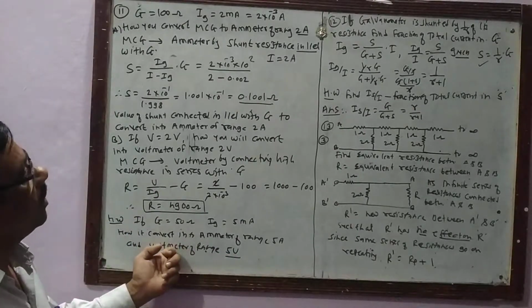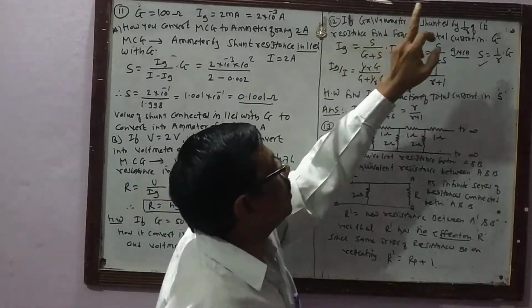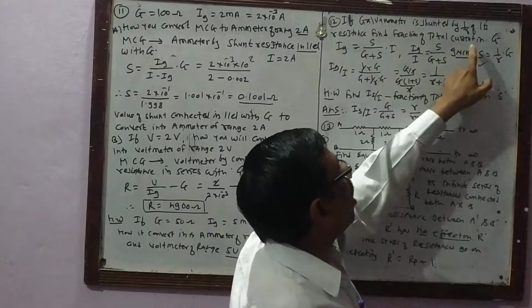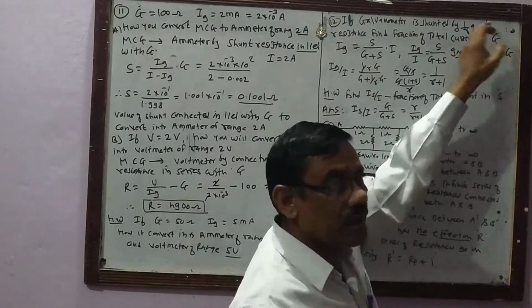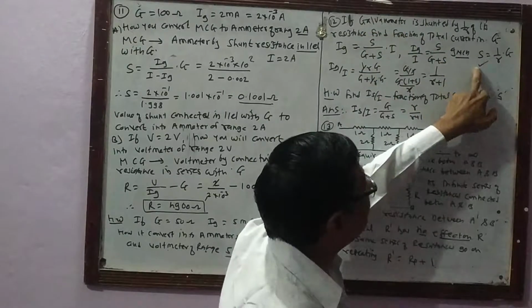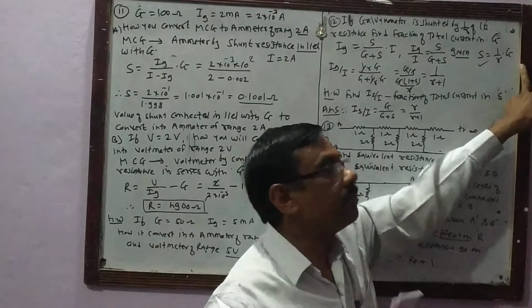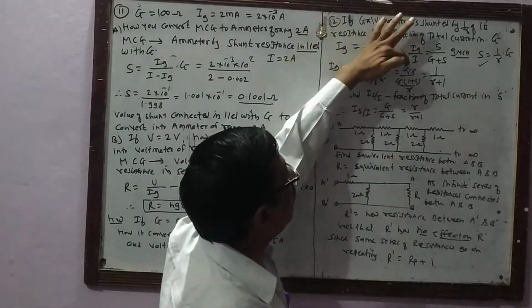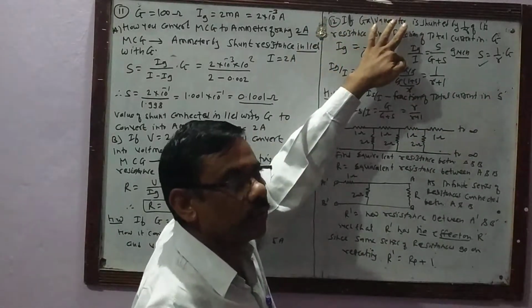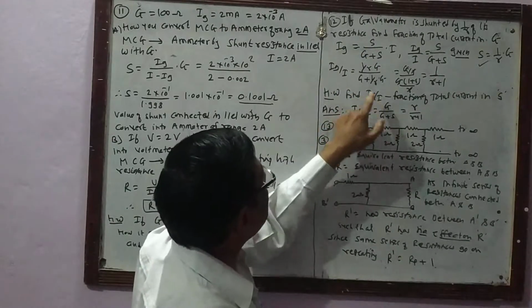Now the next problem is problem number 12. The galvanometer is shunted by 1 upon R of its resistance. That is, it is given that the shunt resistance is 1 upon R times the resistance of the galvanometer. Find the fraction of total current flowing through the galvanometer. That is, the fraction of current flowing through the galvanometer is Ig upon I.